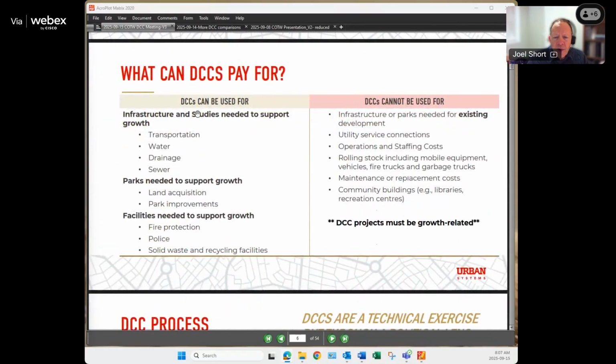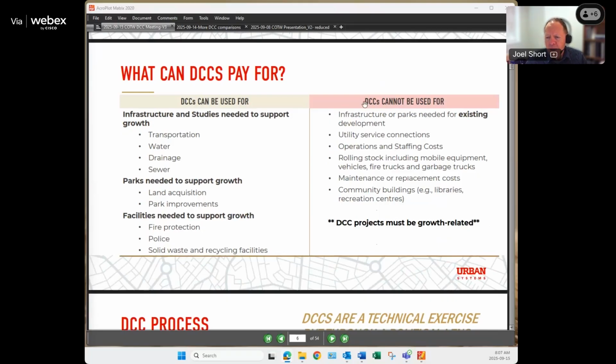Now, it's important to understand what DCCs can pay for and what they can't pay for. DCCs can be used for infrastructure and studies needed to support growth. So we're talking transportation, water, drainage, sewer, and under parks, parkland acquisition and park improvements. And these are some new things that were added: facilities for fire protection, police, solid waste, and recycling facilities.